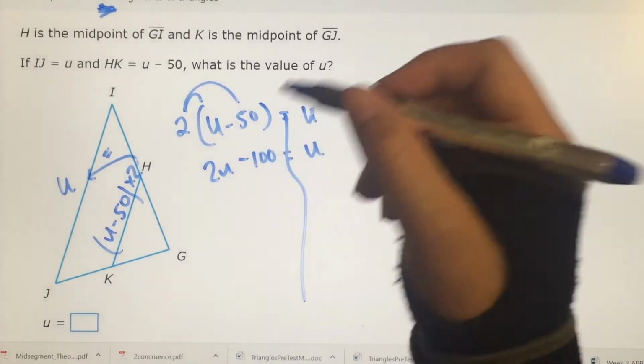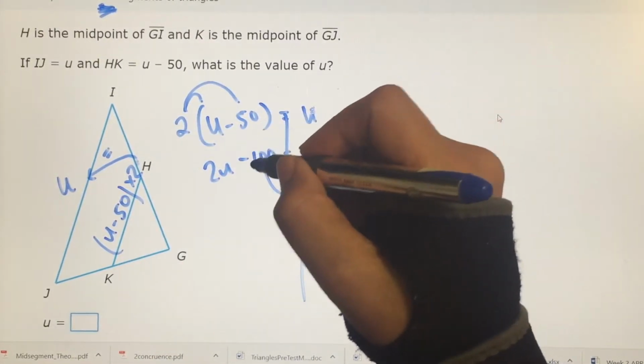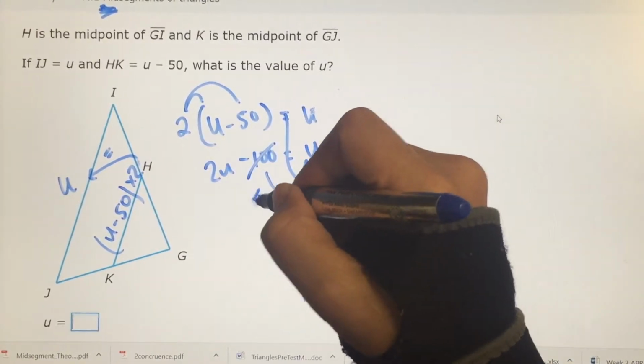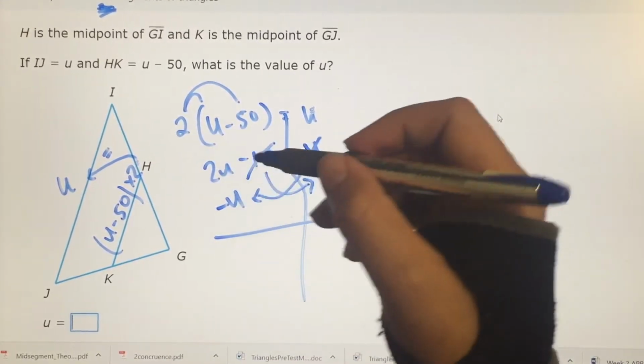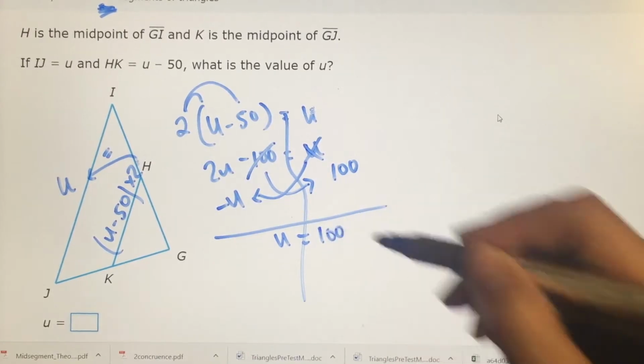Draw my river. All right, what are you going to move? We're going to move 100. Move the 100 to the other side. What's it going to become? Positive 100. And now we can move U to the other side. And what's that going to become? Negative U. So on the left side, I have 2U minus U, which is U. On the right side, I have positive 100.